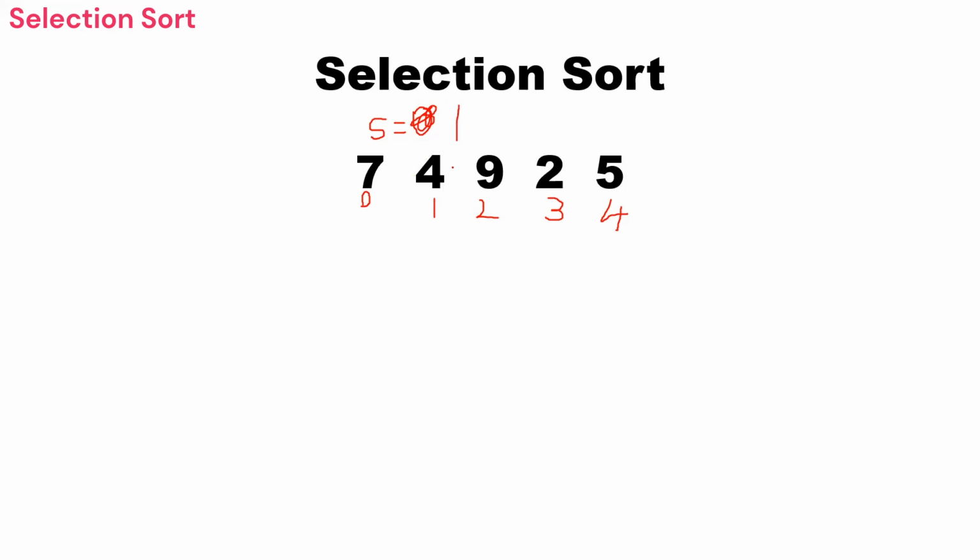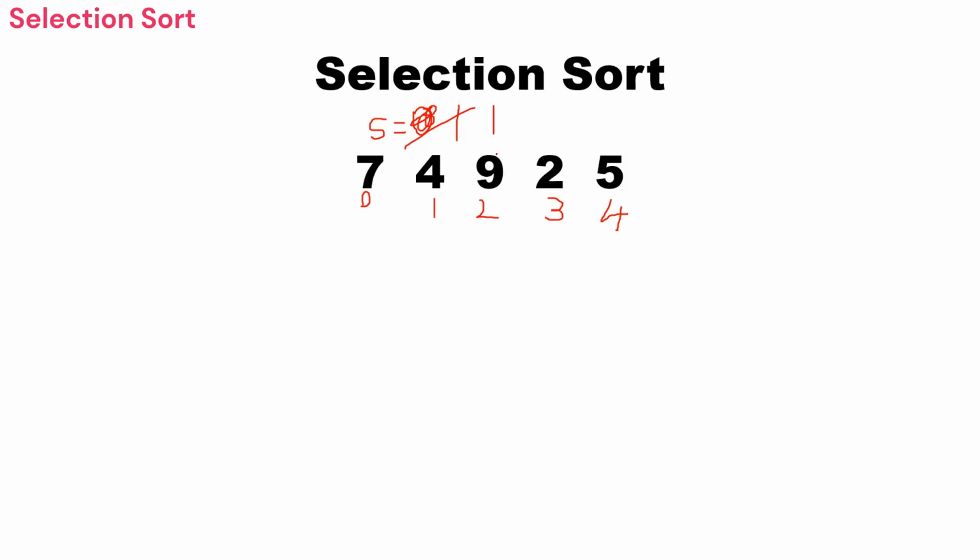Between 4 and 9, we compare. Is 7 greater than 9? So we know that 4 is lesser than 9. So 7 remains in its position, but 4 is lesser than 9. So we're going to take 4 and it'll continue to be 1.